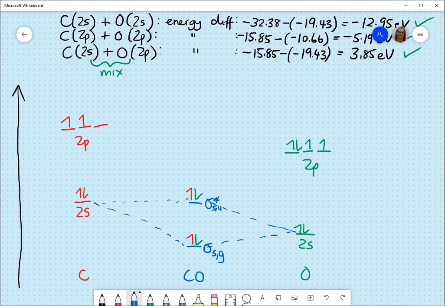Now, let's do the 2p interaction. Remember, there's orbital mixing, so we have to put these orbitals in the opposite way around.